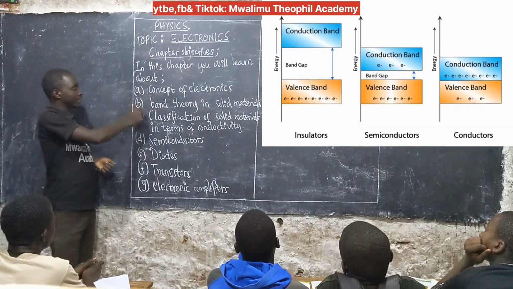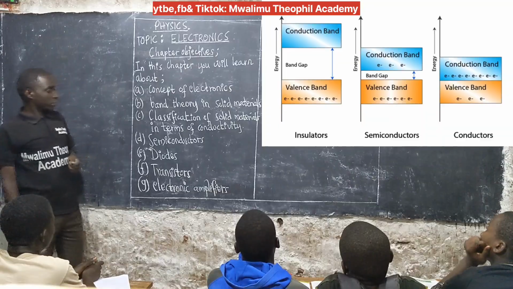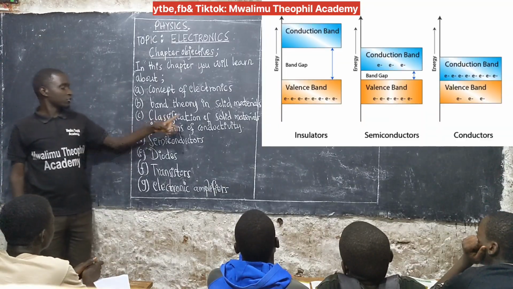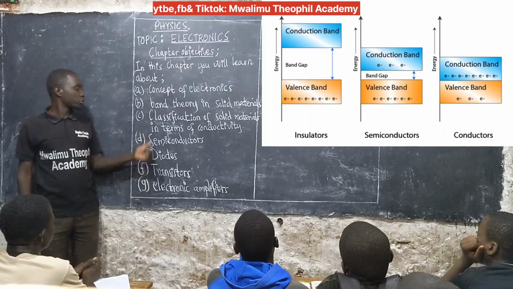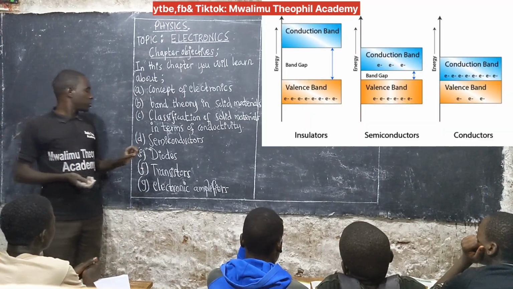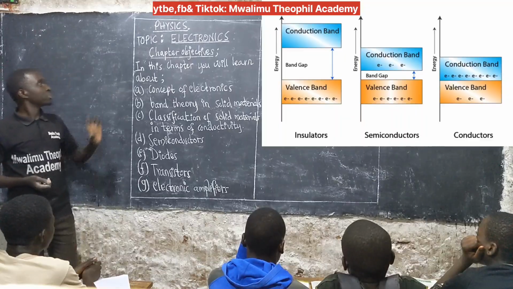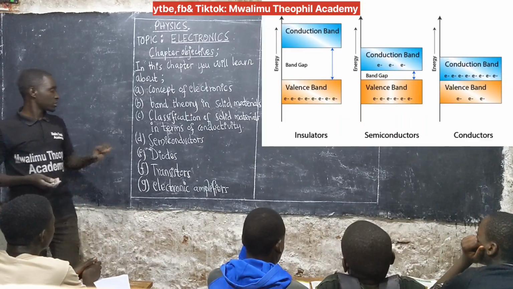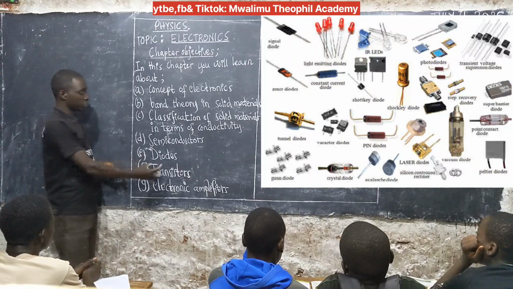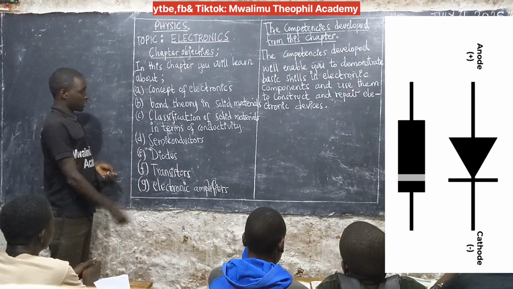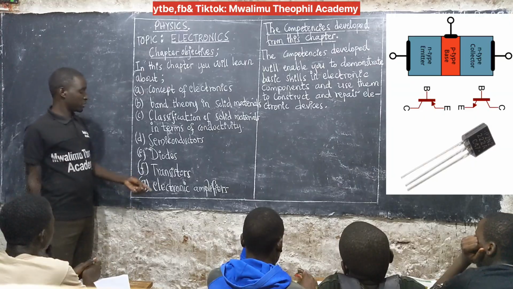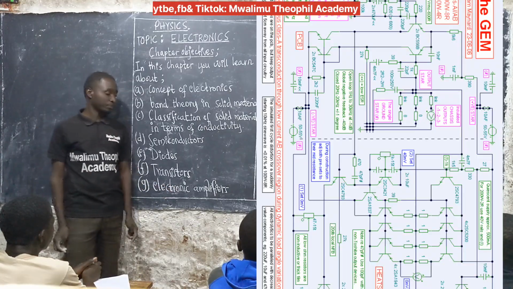Our second part is band theory in solid materials. The third part, C, is classification of solid materials in terms of their conductivity. Our fourth section to be covered in our topic of electronics is semiconductors. After semiconductors, we deal with diodes. The next part will be transistors, and the last part will be electronic amplifiers.